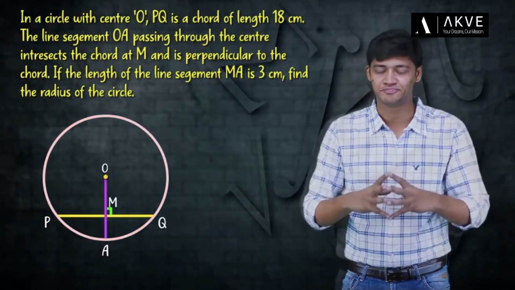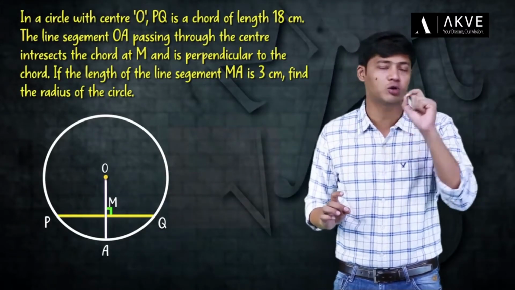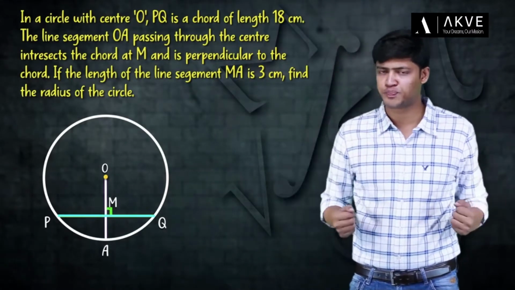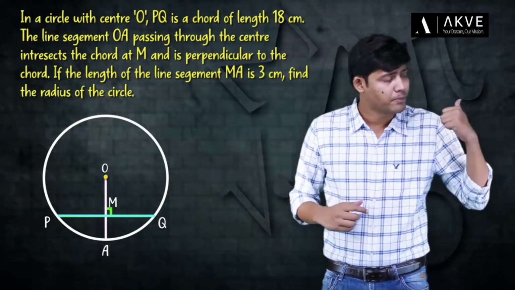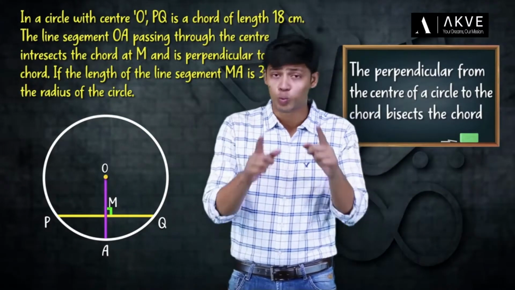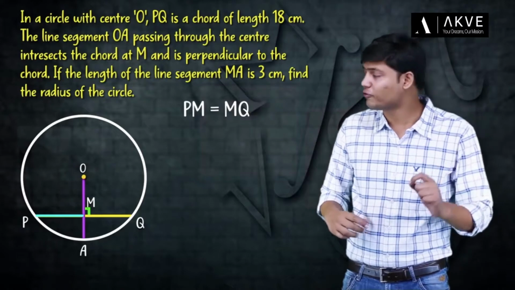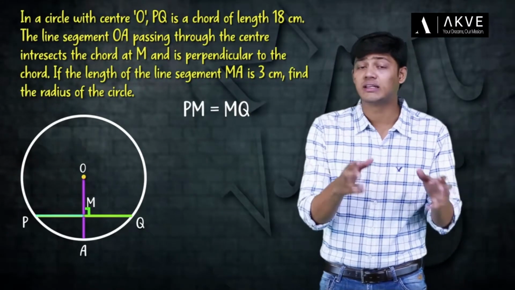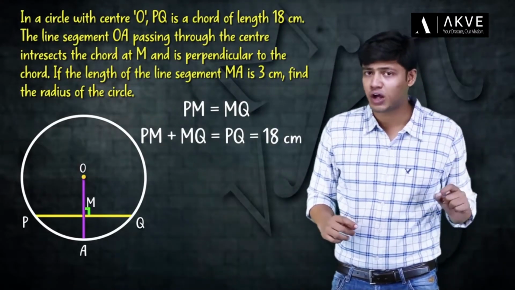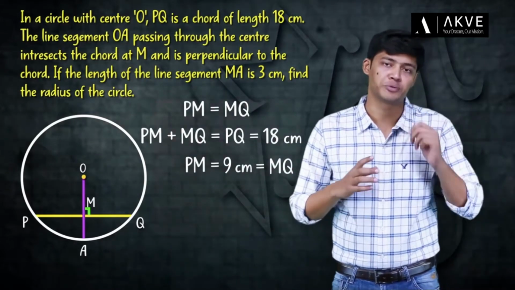So let's do it. Here we can clearly see that OA is a line segment passing through the center of the circle and is perpendicular to the chord PQ. So from the theorem, perpendicular from the center of a circle to a chord bisects the chord, we can conclude that the length of PM is equal to the length of MQ. Since the length of PQ is 18 centimeters, the length of PM will be equal to 9 centimeters, which is same as the length of MQ.